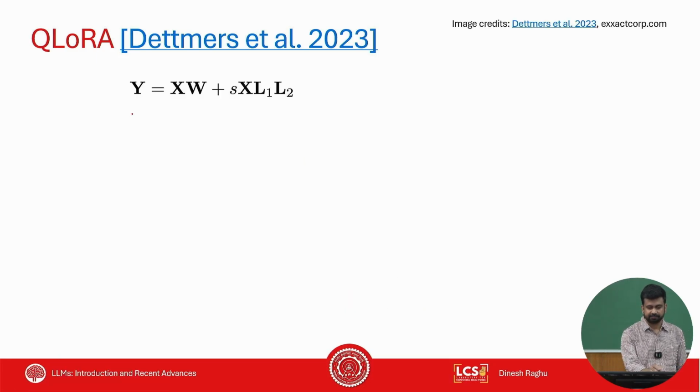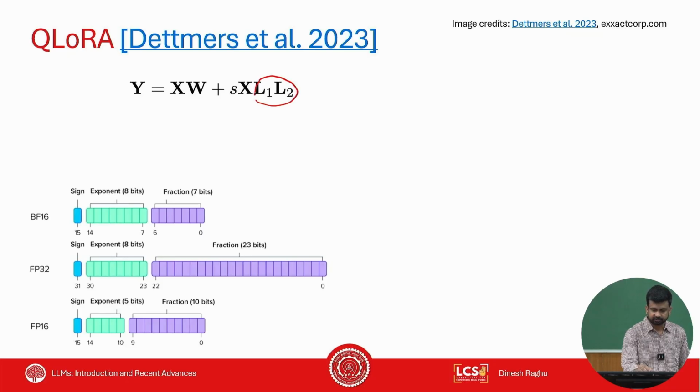So just the same equation is slightly rewritten, where you have the input, you have the weights, this is the scale factor again, and this is A, B, L1, L2, and the input is the same. So this is the usual LoRA equation for getting the output given the PEFT weights, L1 and L2. So now let's do a little recap of different data formats again, because we'll use this in understanding the whole QLoRA setup better.